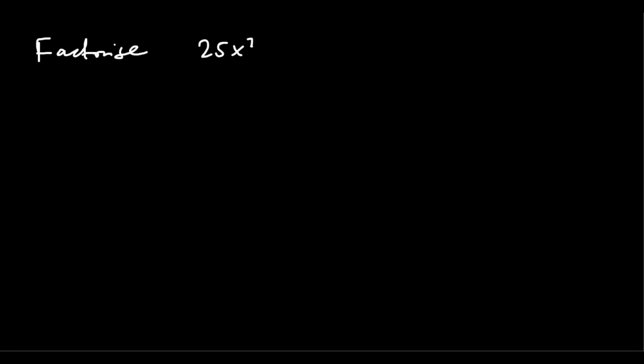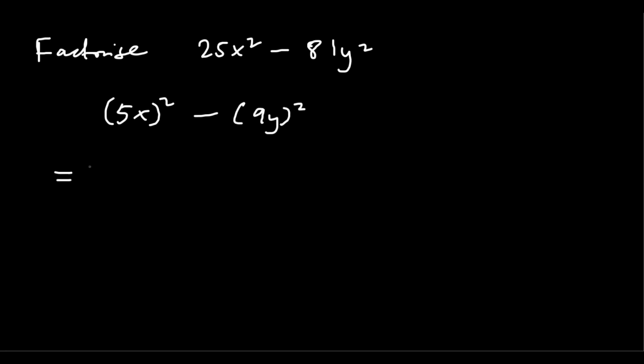Factorize 25x squared minus 81y squared. So we can see that they're not written as squares because we have something times a square. So we need to write each term as a square to begin with. So 25x squared is 5x all squared, and 81y squared is 9y all squared. And then we can just apply the difference of squares factorization. So 5x minus 9y, 5x plus 9y.